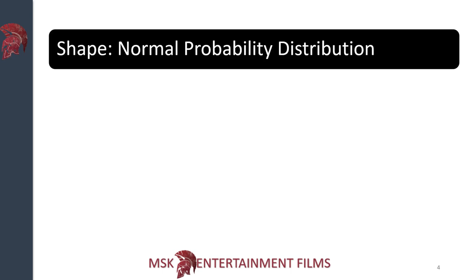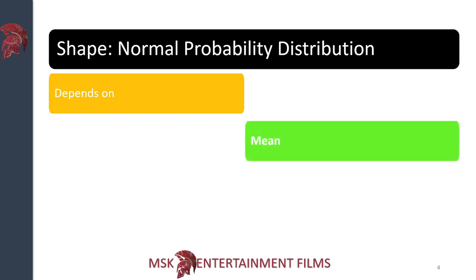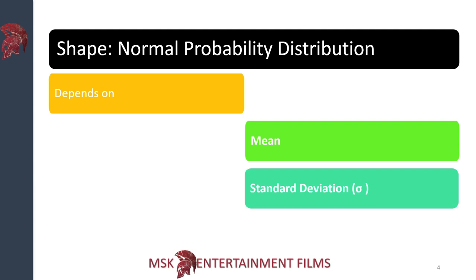So what is the shape of the normal probability distribution? First of all, we are going to discuss what it depends on. Normal probability distribution depends on mean and standard deviation. These both give the shape and are responsible for the changes in the shape. As we told you earlier, mean and standard deviation are the two characteristics, or parameters, which give the whole characteristic of the normal probability distribution.